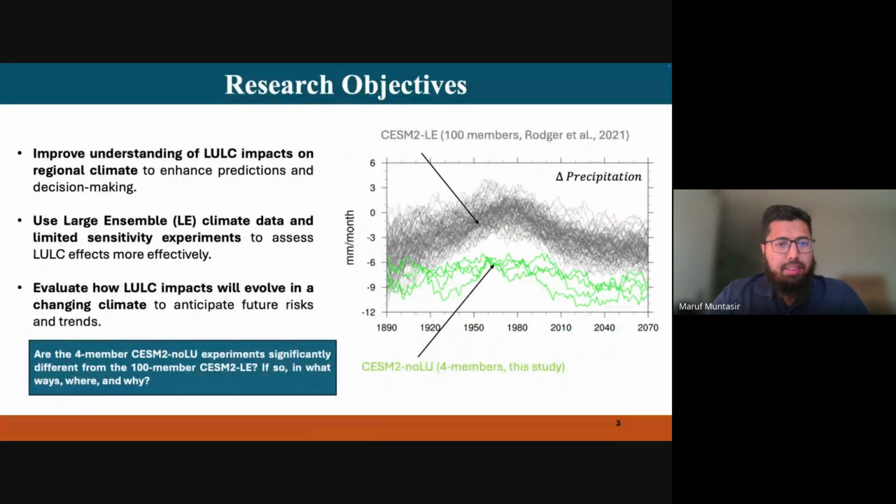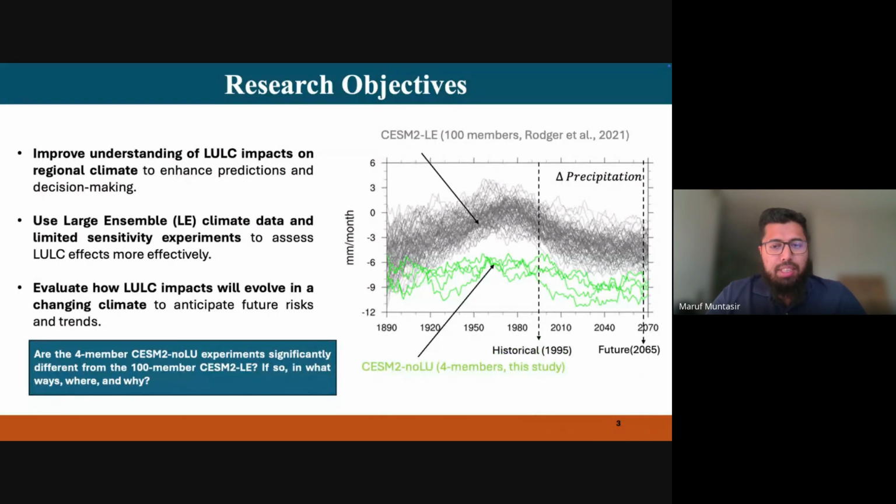Could you please go to the next slide? Here are our objectives of the study. So we want to understand LULC impacts on regional climate, which will improve predictions and decision making. So we have used large ensemble climate data and limited sensitivity experiments to assess LULC effects. And finally, we want to evaluate how LULC impacts will evolve in a changing climate to anticipate future risks and trends.